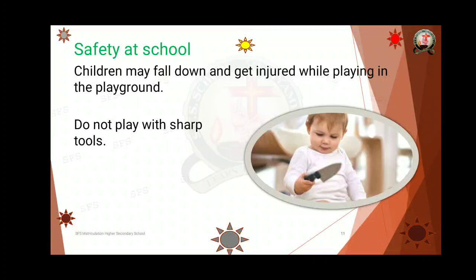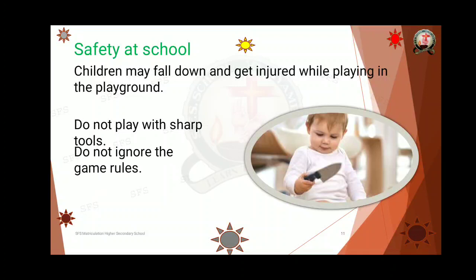So for example, you may find some sticks, some iron materials, or stones that are sharp, right? Stones or pencils, like that, don't bring along with you to the playground. Those are also sharp tools. They may injure you while you are playing.